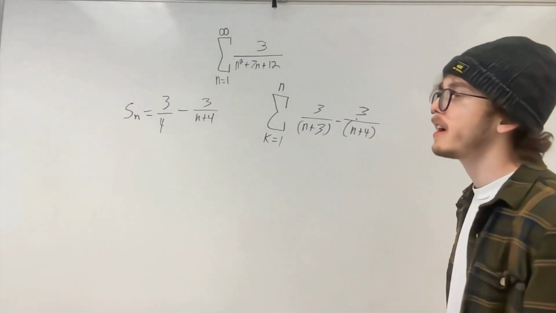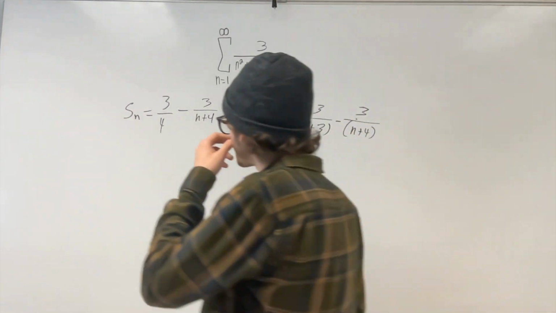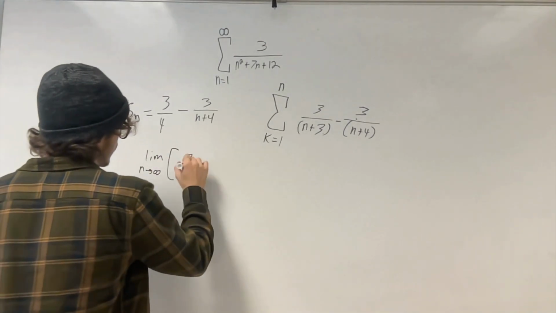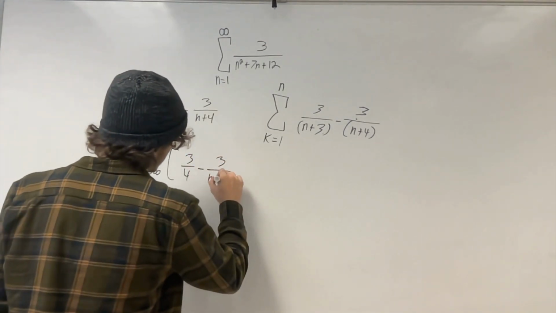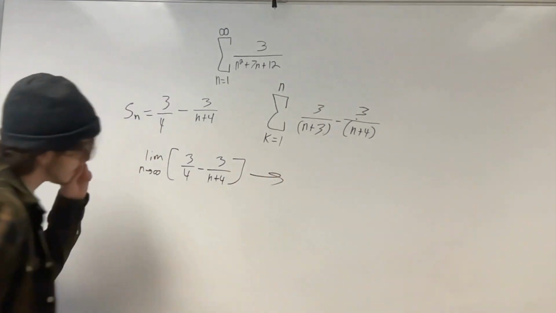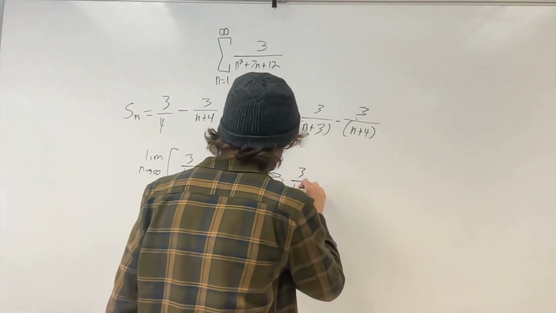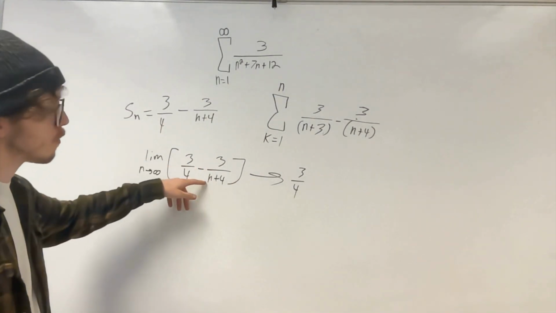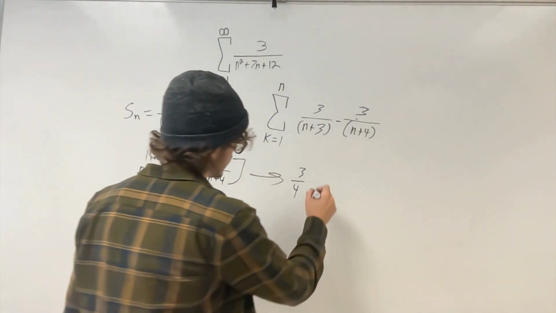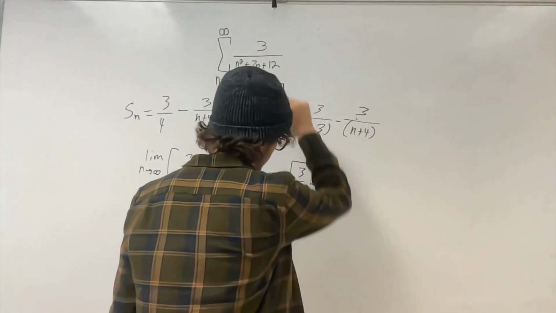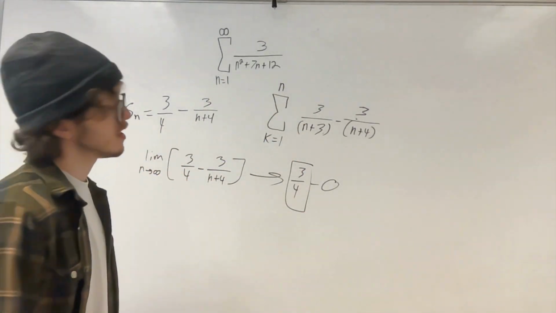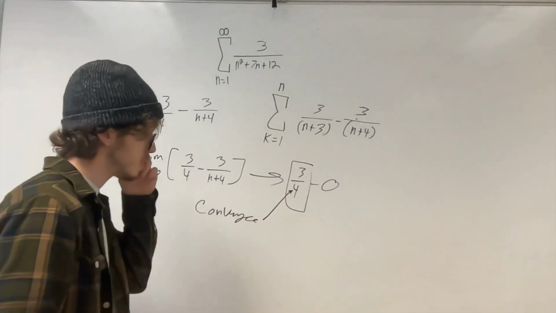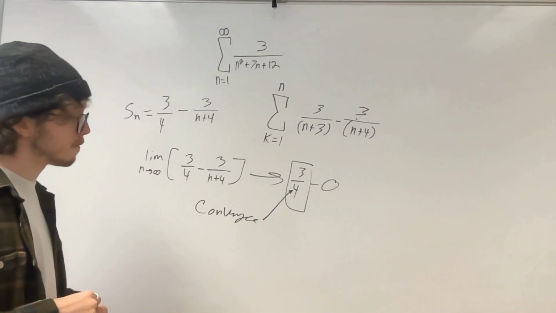Right? So all we have to do now is evaluate it at infinity. So let's take the limit as n approaches infinity of 3 over 4 minus 3 over n plus 4. What does that evaluate to? Well, 3 over 4, that's just 3 over 4. Notice that negative 3 over n plus 4, that's going to be 3 over infinity. That's going to go to 0. So this is minus 0, which just leaves us with this here. So not only does the series converge, it converges to a sum of 3 over 4.